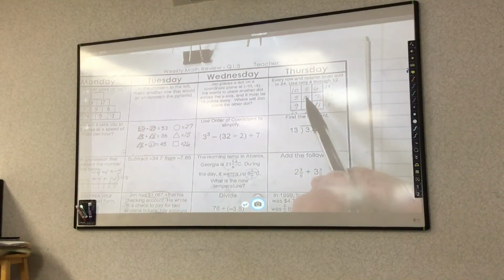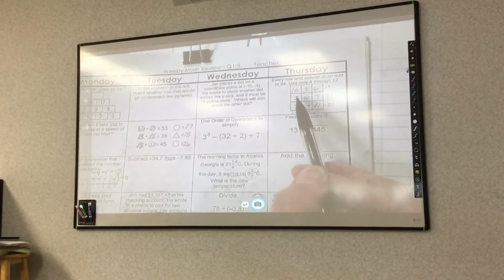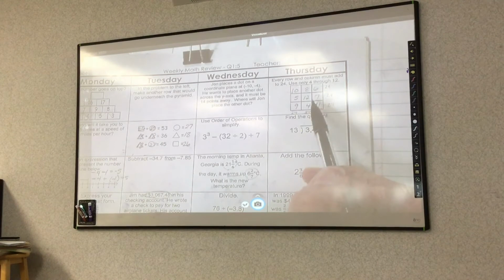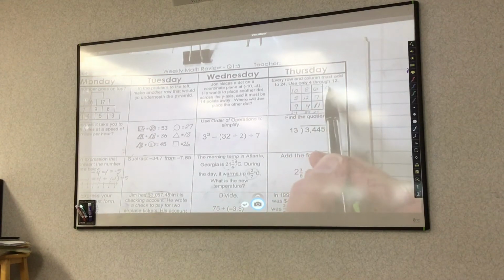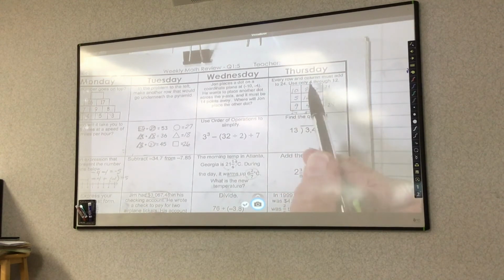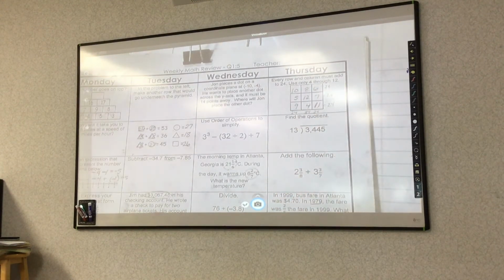So we found the boxes using 4, 5, 6, 7, 8, 9, 10, 11, 12. This row equals 24, 24, 24, then 24. If you add them, they equal 24 going down. Number 2 is finding the quotient.